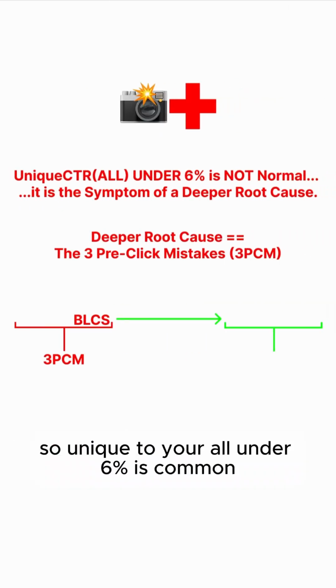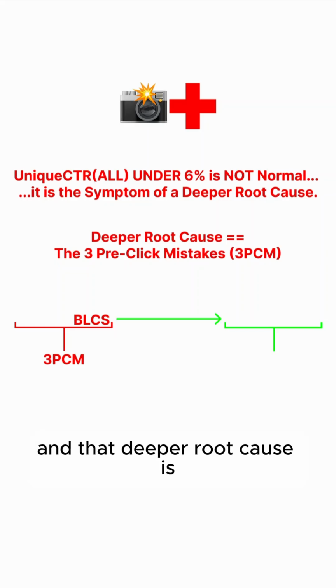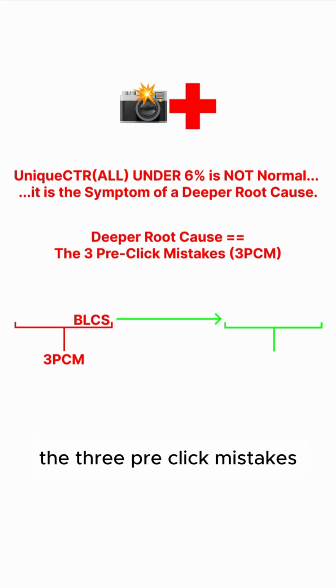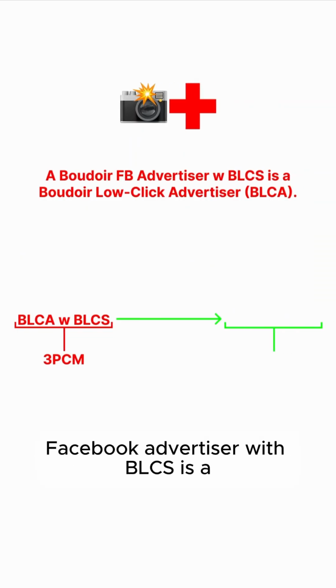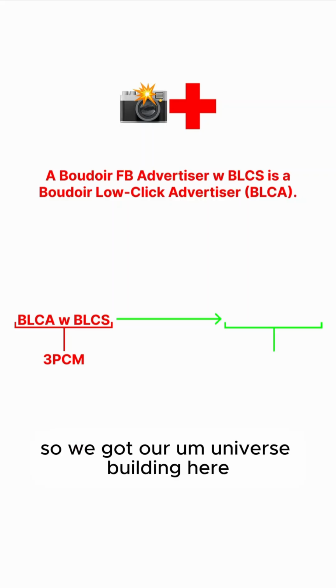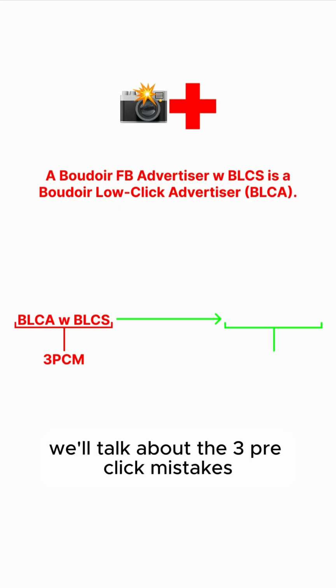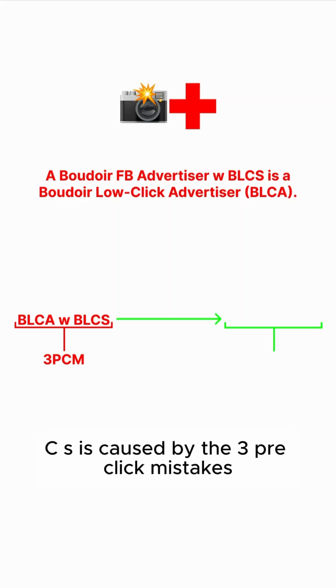So unique CTR all under 6% is common, but not normal. It's actually the symptom of a deeper root cause, and that deeper root cause is the 3 pre-click mistakes. We also know that a Boudoir Facebook advertiser with BLCS is a Boudoir low-click advertiser, a BLCA. So we got our universe building here. I'll talk about the 3 pre-click mistakes towards the end of the video, but a BLCA with BLCS is caused by the 3 pre-click mistakes.